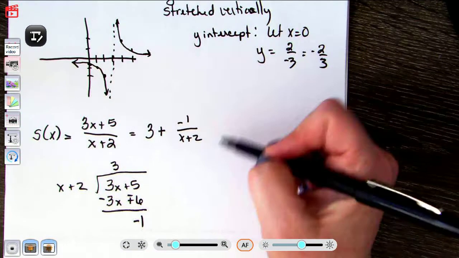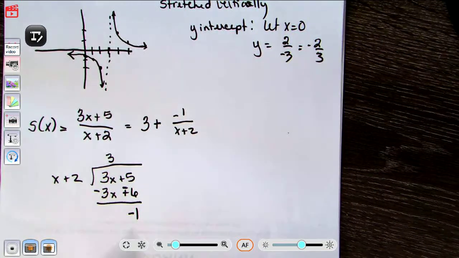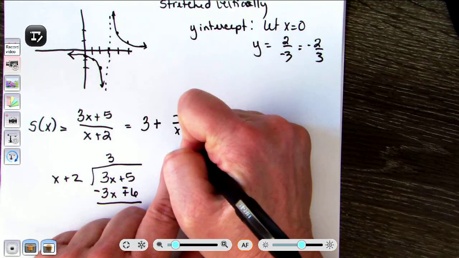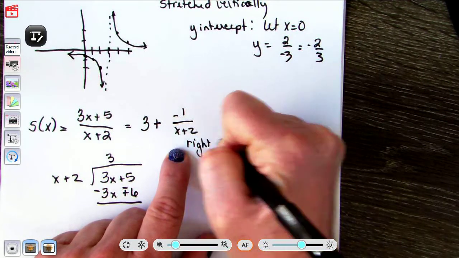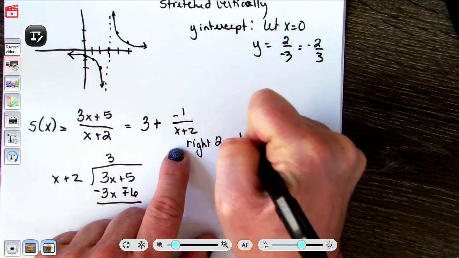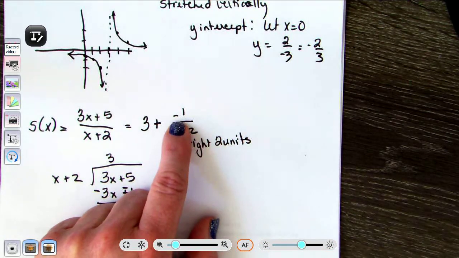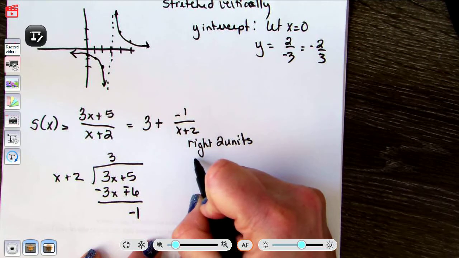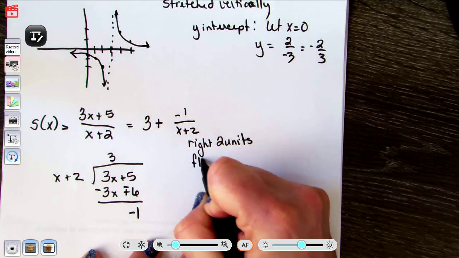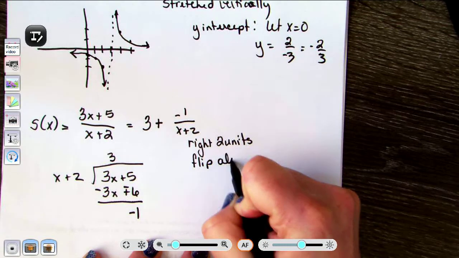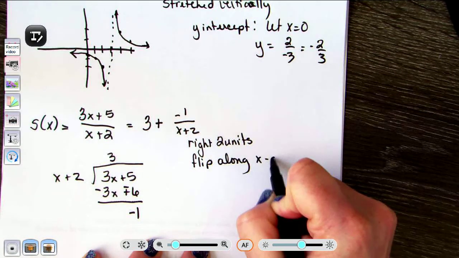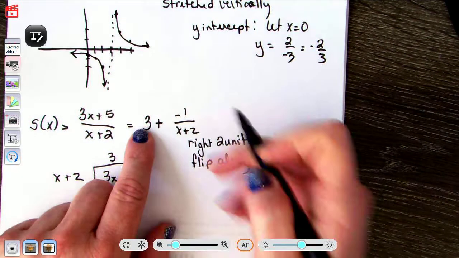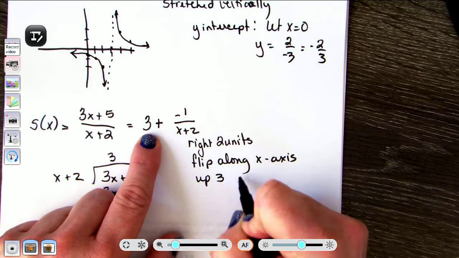So now we can maybe start to see that translation. The x plus 2 is going to shift it to the right 2 units. This minus 1 is taking our function and multiplying it by that negative 1. So that is going to flip it along the x-axis. So flip it upside down. And then the plus 3 is going to go up 3 units.